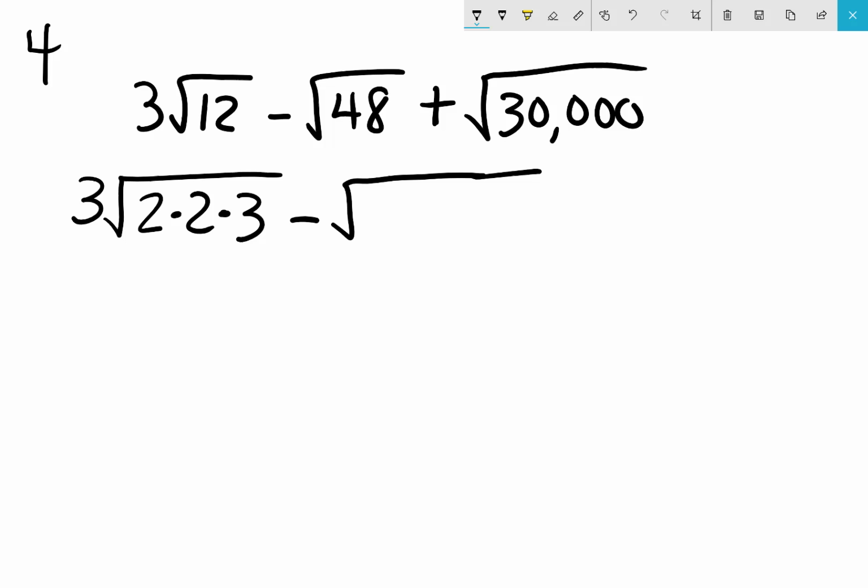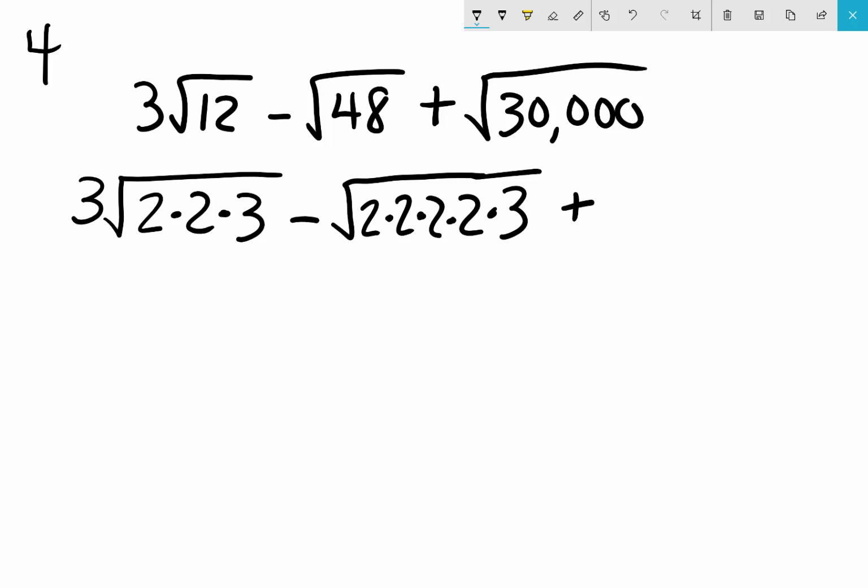We know that 48 is 16 times 3, and 16 is 2 to the 4th power. So we got 4 of these. 2 times 2 times 2 times 2 makes 16. And then multiply that by 3, and that's 48. So that's the prime factorization for 48.